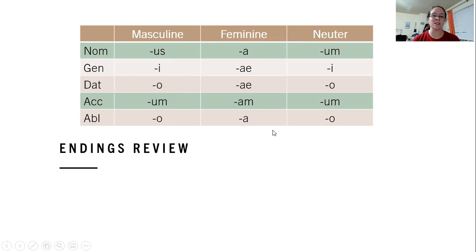Now for this test, we're only going to focus on the nominative and accusative endings. That's why they're highlighted in green here. So nominative, masculine us, feminine a, neuter um. Accusative, masculine um, feminine am, neuter um. Reminder, nominative is what's used for the subject or the predicate. So what's on the other side of a linking verb, like he is a boy, that would be your predicate, boy. Accusative is used for the direct object. So who or what is being verbed.